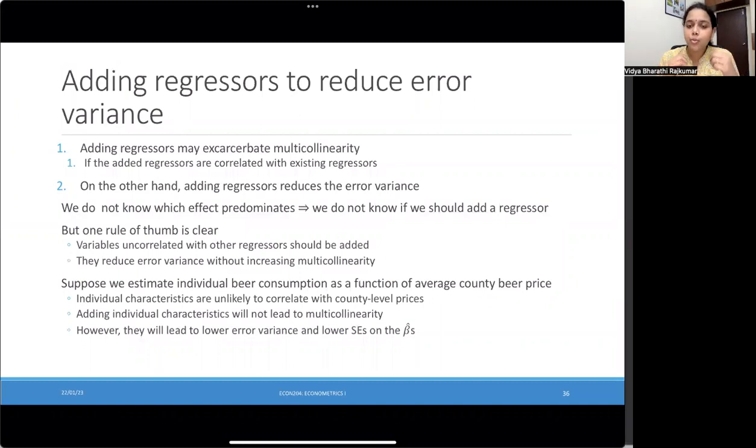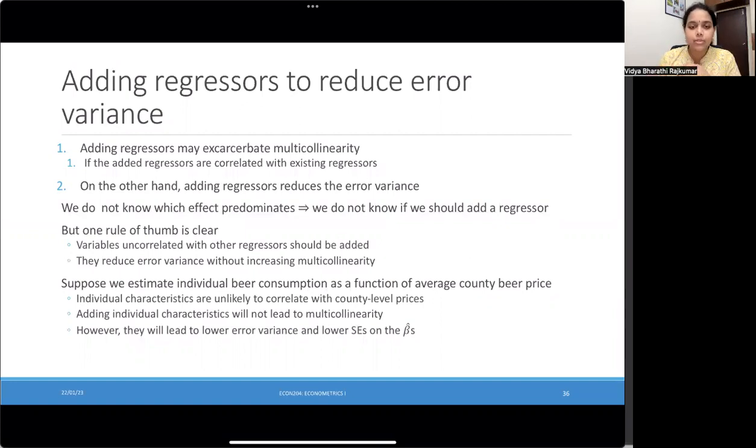So how do you determine which regressors to add? Well, if you have identified a regressor that's not correlated with other regressors, you should go ahead and add that. And if they happen to reduce your error variance without exacerbating the multicollinearity problem, I mean, if you add in the regressor and there's no multicollinearity issue, you should go ahead and add it.